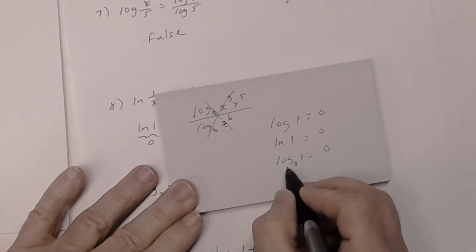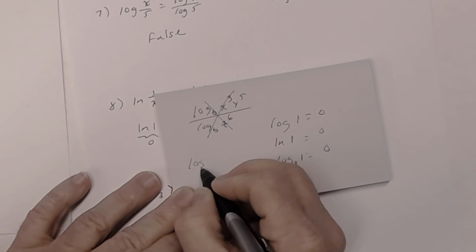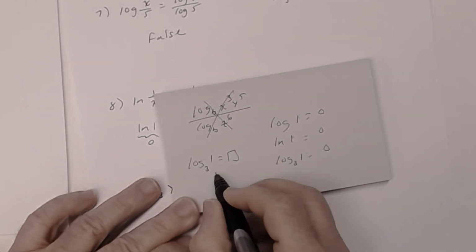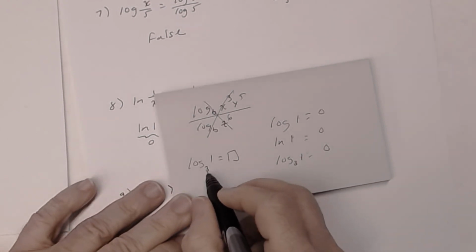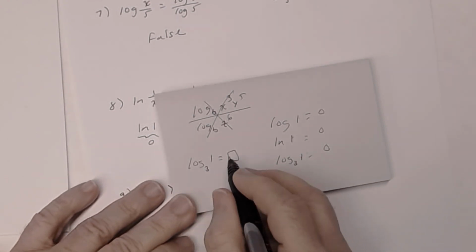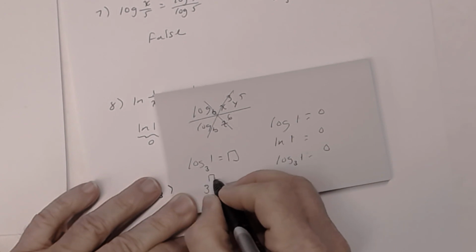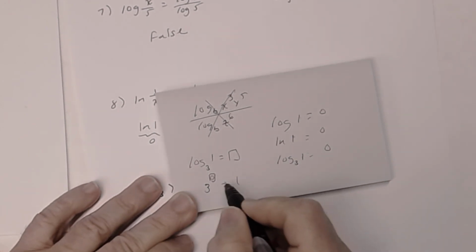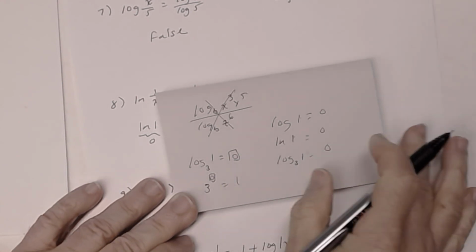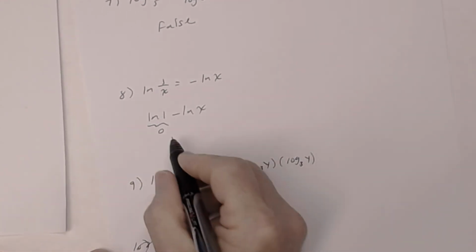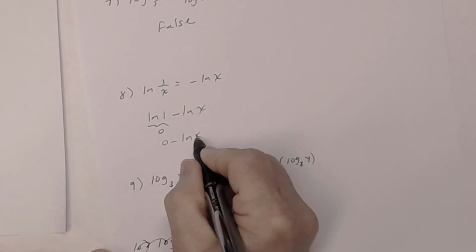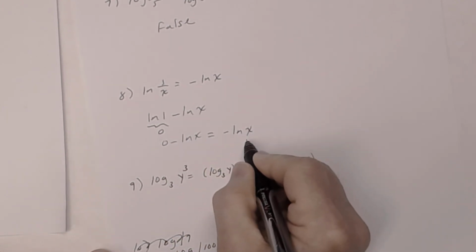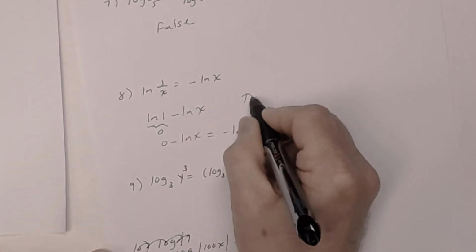All right, so let's look at this example right here. Log of 1 base 3. Hopefully you'll see that it's 0. Changing this log equation to an exponential, this becomes 3 to the box equals 1. And 3 to what power is 1? Well, 3 to the 0 power is 1. So that's where the 0 comes from. So that becomes 0 minus the natural log of x, and 0 minus the natural log of x is negative natural log of x, which is what this is. So that's true.